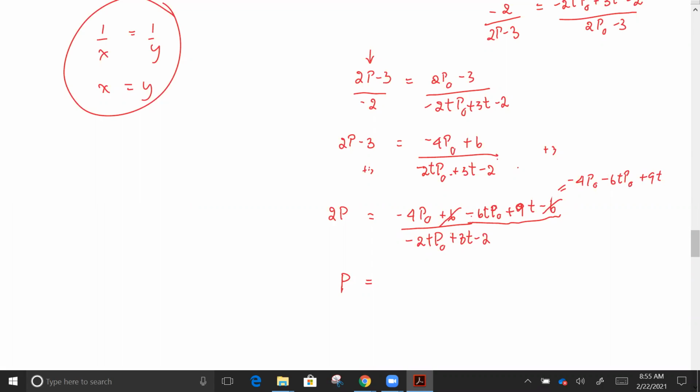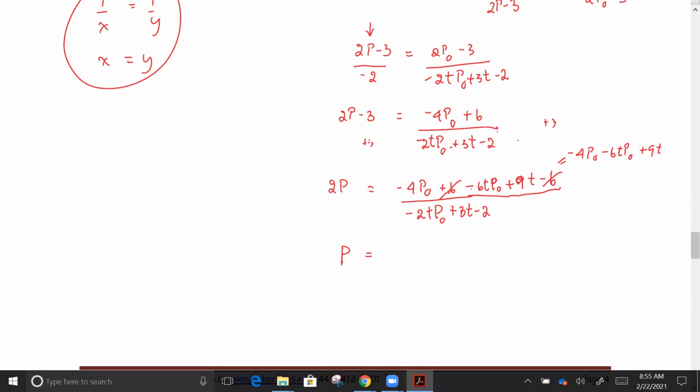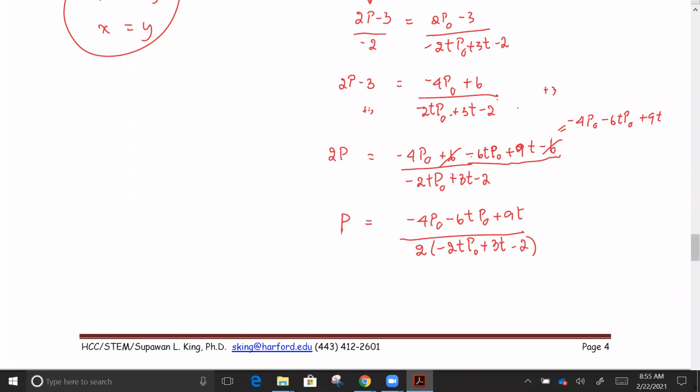And then we divide all by 2. After we divide all by 2, the top, which is negative 4 p0 minus 6t p0 plus 9t divided by 2, will be on the bottom here, negative 2t. I can multiply all by 2 or leave it as the factor 2 in front of the parentheses. Okay, so this is the general solution. If we know p subscript 0, we can plug it in and get the particular solution for this solution p.